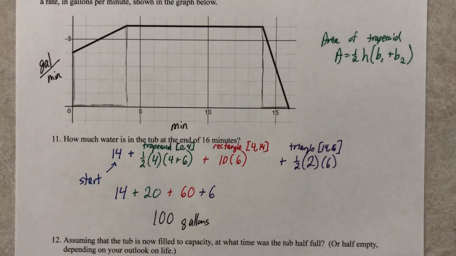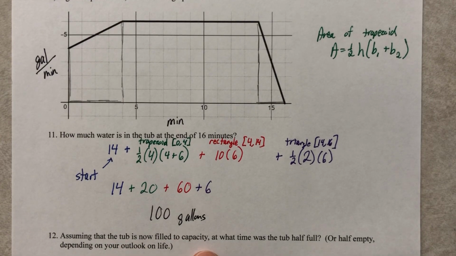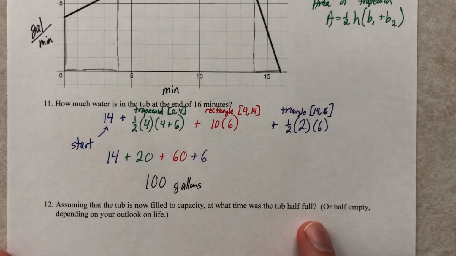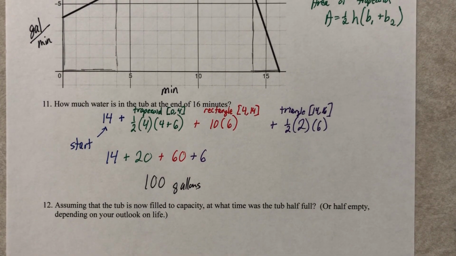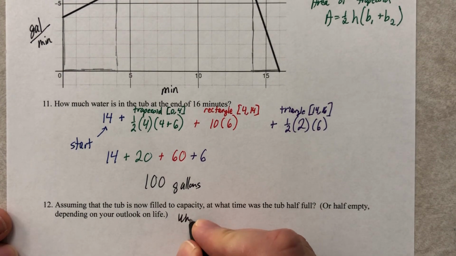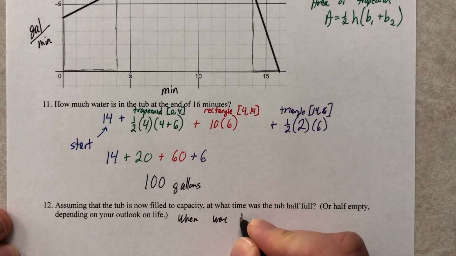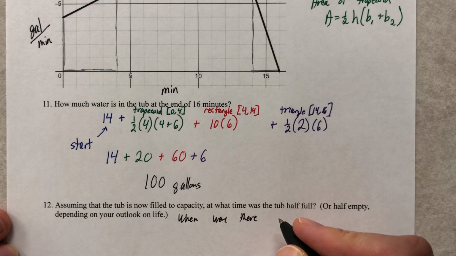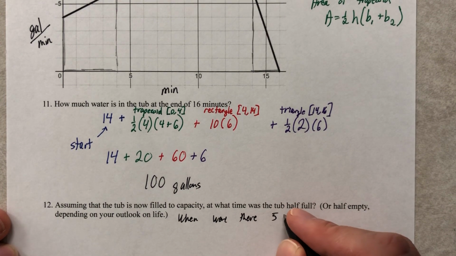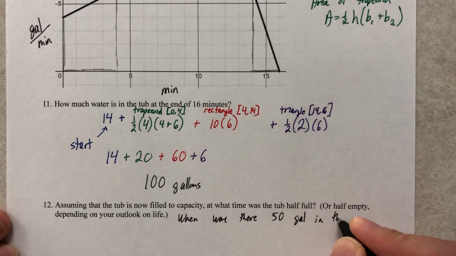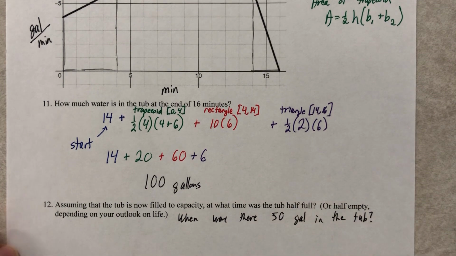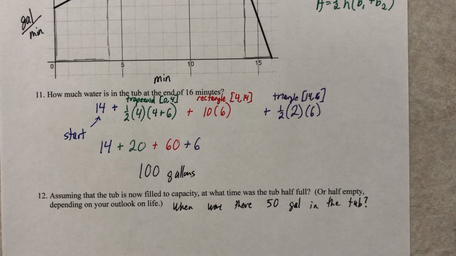Now we get to a tough question. Assuming that the tub is now filled to capacity, at what time was the tub half full or half empty, depending on your outlook on life, okay? So we want to know when the tub was at 50 gallons. Let me rephrase the question. When were there 50 gallons in the tub? This is kind of a tough question that's not really calculus related.